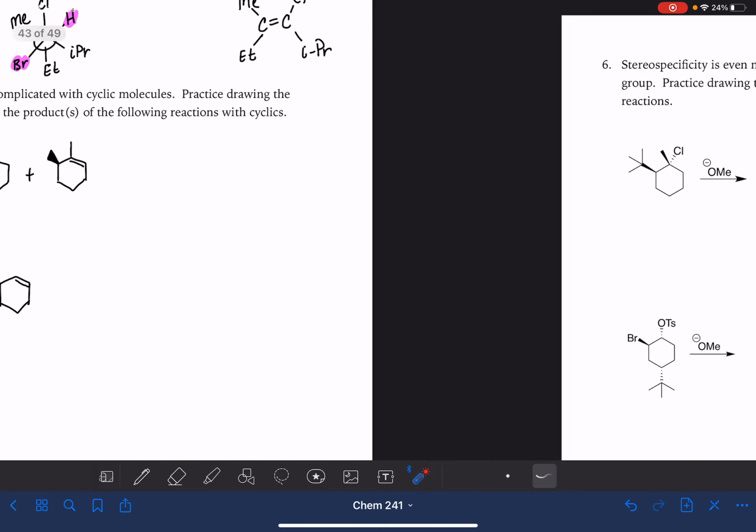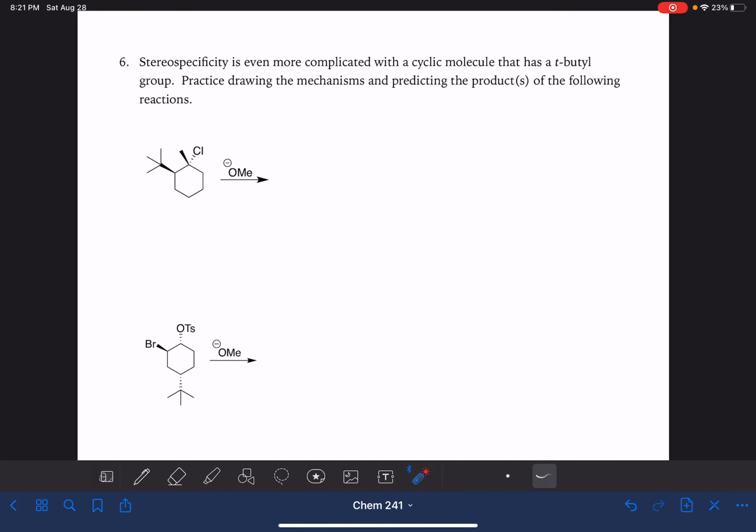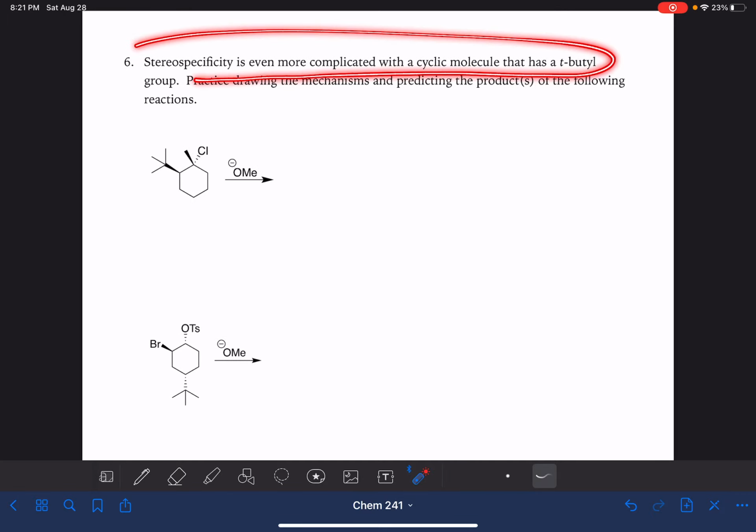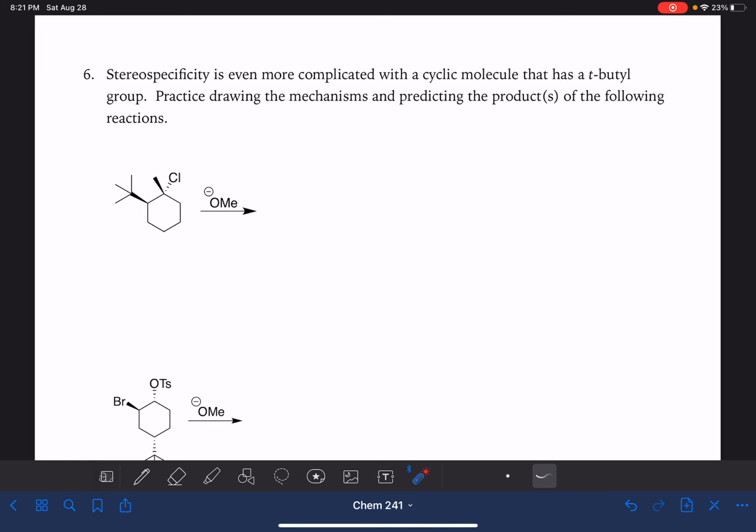I know that this is a really tough topic. We've got two more examples. This says it's even more complicated with a cyclic molecule that has a tert-butyl group. Maybe that's not entirely true. I don't know. We'll see.